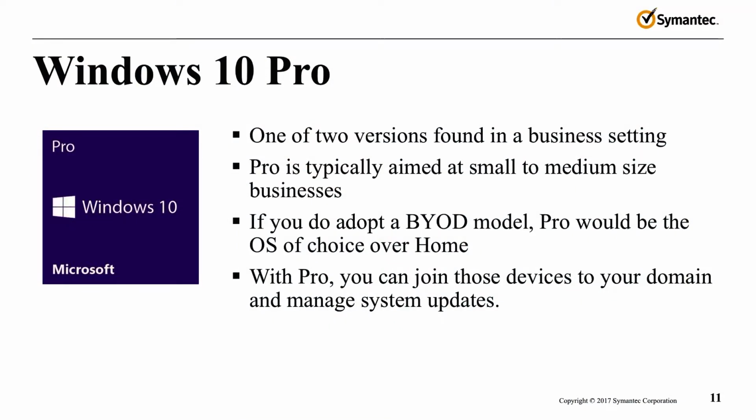Much more common is to see Windows 10 Pro. So you have some control over updates. You can join it to the domain, and it's a very common operating system that we would tend to see in the small to medium-sized space.